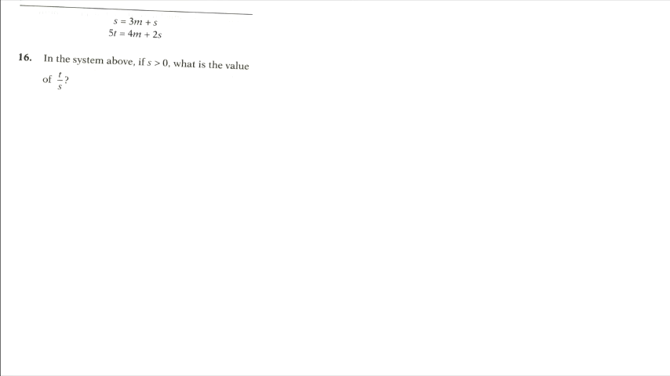In the system above, s is greater than 0. What is the value of t over s? The s is greater than 0 is really necessary in order to make this over s part work, because if s were to be 0, then this becomes a crazy value. So we want t over s, so we want to get these values here by themselves.